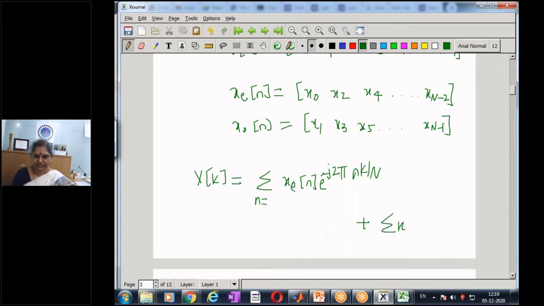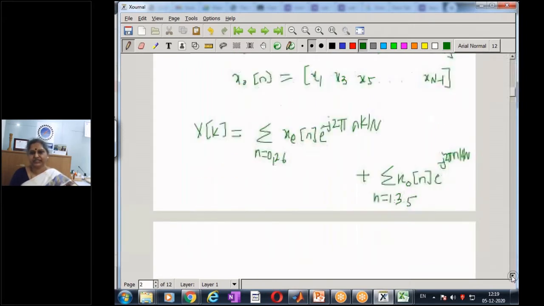Sorry, first let's say the even terms and next the odd terms, and e to the power of minus j 2 pi nk by N. So my n is now going 0, 2, 4, 6, etc., whereas here my n takes odd terms 1, 3, 5, 7, etc. So I'm splitting the single summation into two. I've not done any changes other than making the single summation into two sums, one having even terms, the other having odd terms.